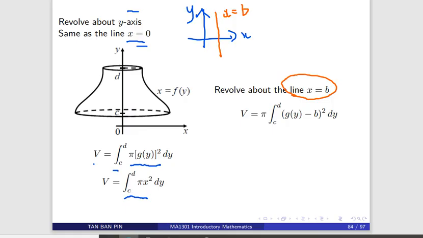then what you do, like what you did for rotating about the x-axis, is you just consider g(y) minus b, squared, dy. So that means instead of rotating about the y-axis, you can rotate about a vertical line x equal to b. Then the volume of the solid formed will be pi times the integral from c to d of g(y) minus b, whole thing squared, dy.